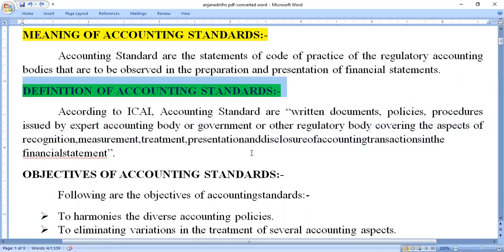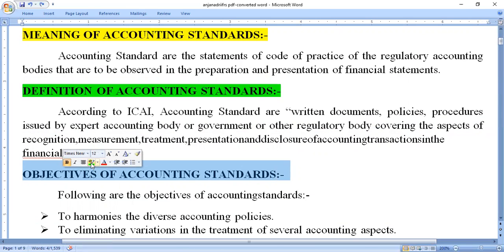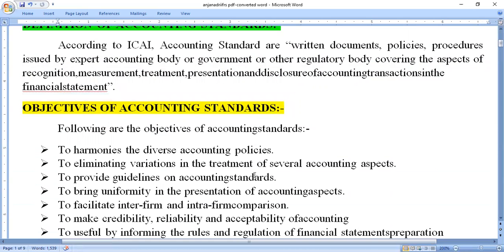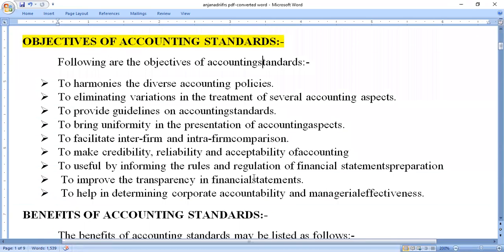This is the definition given by the ICAI. Next we are moving to the objectives of accounting standards. Here, what are the major objectives of accounting standards? This is very, very essential.